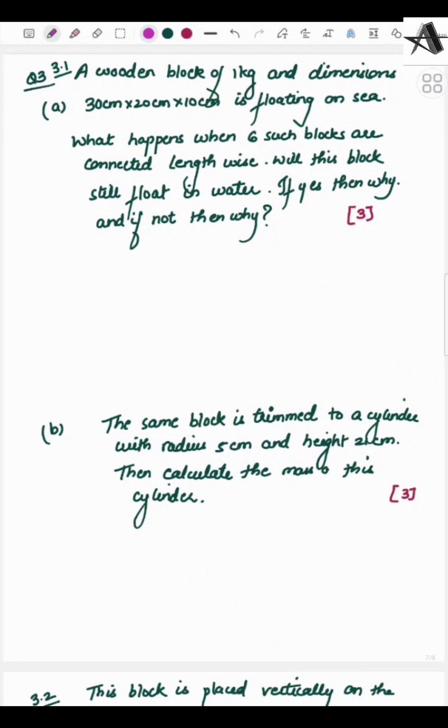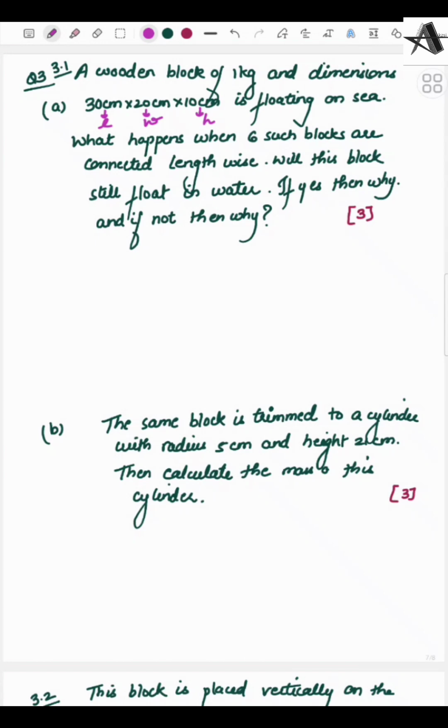Now question number 3. A wooden block of 1 kg and dimensions 30 times 20 times 10. That means if dimensions are written in terms of times, the first represents the length, second represents the width, and third represents the height. It is floating on sea. What happens when 6 such blocks are connected lengthwise? Will this block still float in water? If yes, then why? And if not, then why?